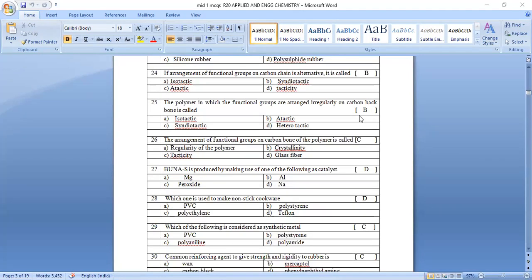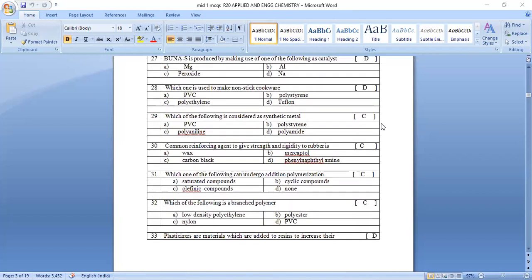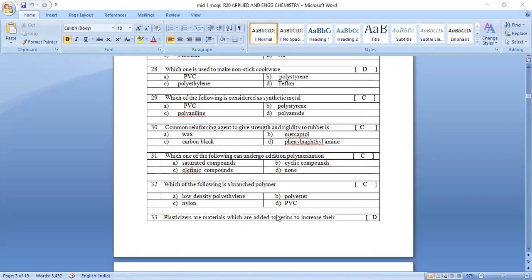Which one is used to make non-stick cookware? For non-stick cookware we use Teflon. Teflon has a non-stick nature. Teflon is used in non-stick cookware. Next, question number 29. Which of the following is considered a synthetic metal? The best example of a synthetic metal is polyaniline. Polyaniline is known to be the synthetic metal.